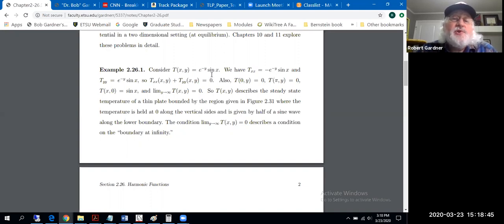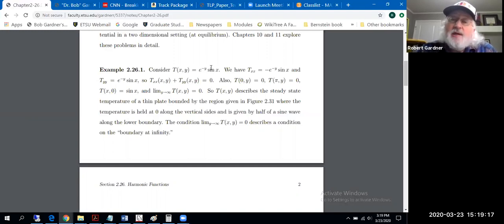If we take the function and calculate a second derivative with respect to y, here's the y part. The negative sign will come down from the exponential twice, leaving us with what we started with, e to the negative y sine x. So if we add that second partial with respect to x to the second partial with respect to y, the little negative sign right there will show that those sum to 0. And so this is actually a harmonic function.